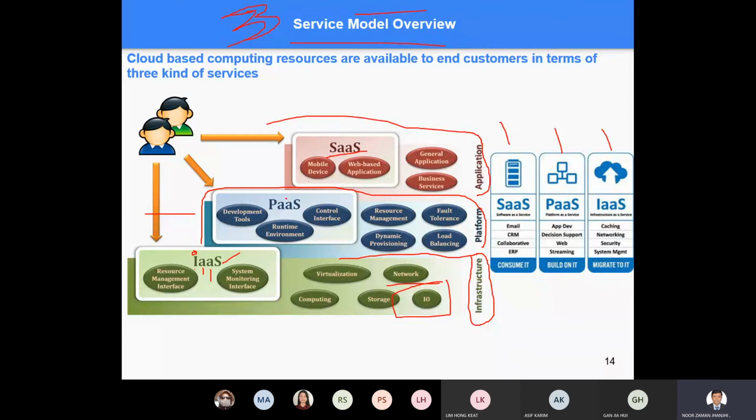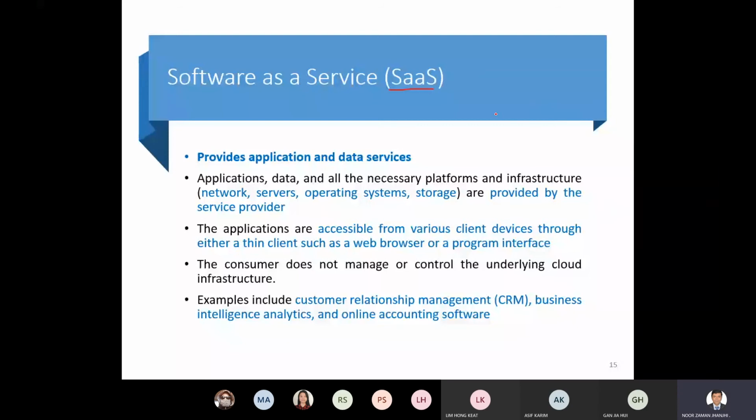The rest of the things, aaS is common, aaS is common, aaS is common. Only the first one is changed. So from top to bottom, this is SPI. Now SaaS, the S in SPI, is at the top. It can provide the applications and data services that we just witnessed. Here we explain a bit more: the applications, data, and all necessary platforms and infrastructure, network, servers, operating system, storage, and everything. Applications are accessible from various client devices through thin clients, web browsers, our own machines or other interfaces.